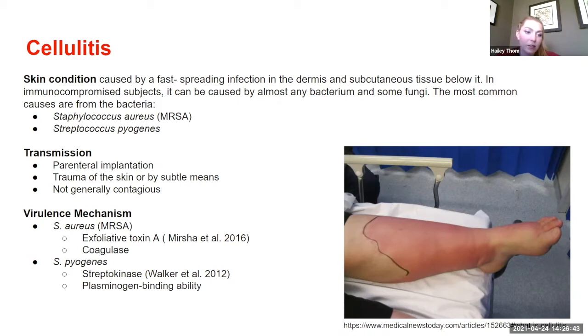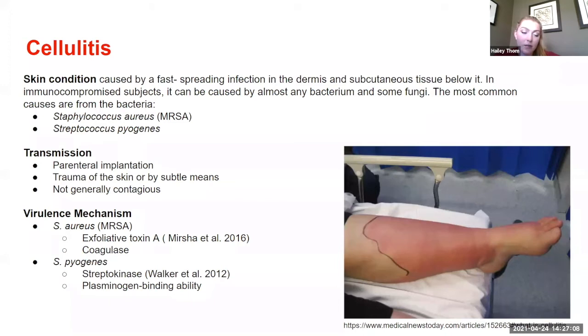So the way that the bacteria is transmitted is through parenteral implantation. So this includes trauma to our skin. So if you have some sort of cut, wound, or opening in your skin, the bacteria can get in there and enter our bodies. And it can also happen in more subtle means. It's generally not contagious, and it's most common in our lower legs because the bacteria can get into cracks between our toes.